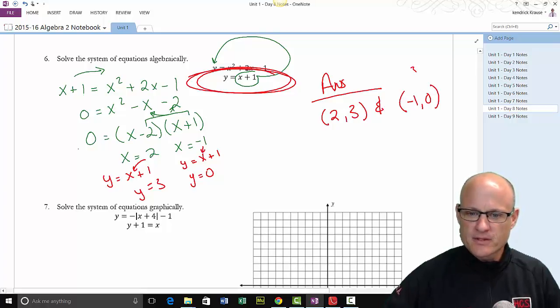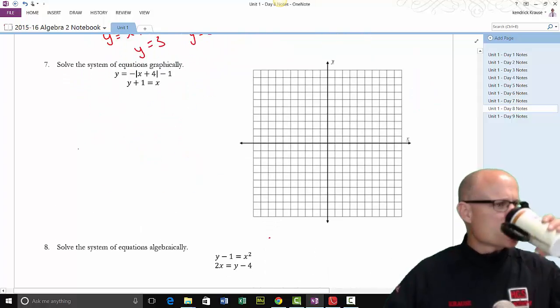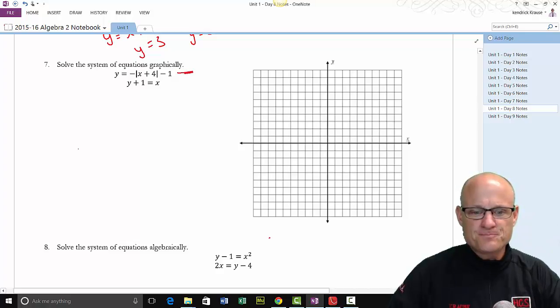Where am I going? There it is. I'm going to do this first one in red. It's got a vertex of negative 4. Remember, that's backwards, comma, negative 1.